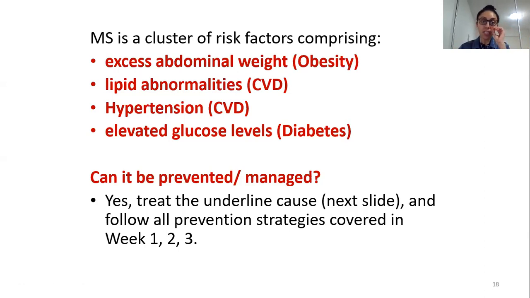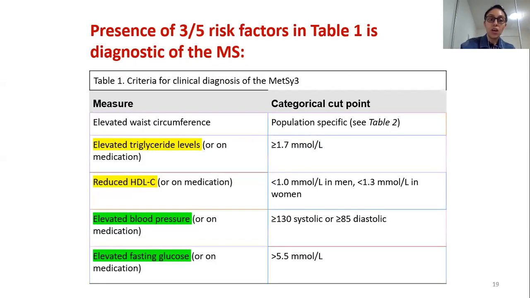All right, so I hope this gives you a good idea about metabolic syndrome. Now moving forward is the diagnosis of metabolic syndrome. If you have at least 3 of these 5 factors present, then yes, the individual is diagnosed with metabolic syndrome. The first one is elevated waist circumference.